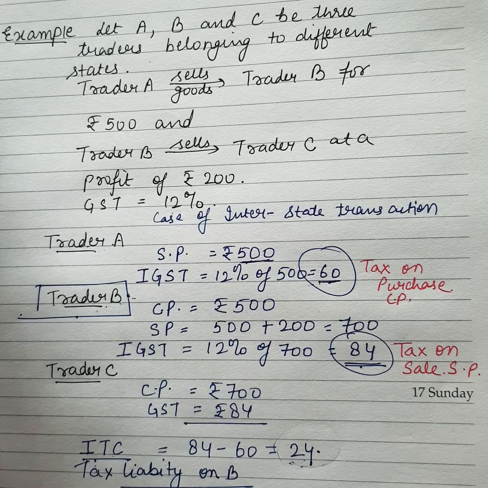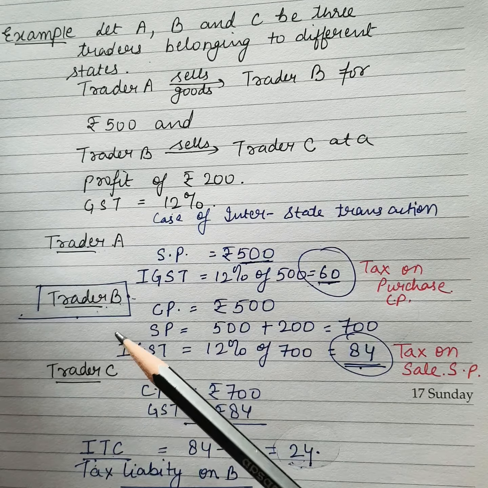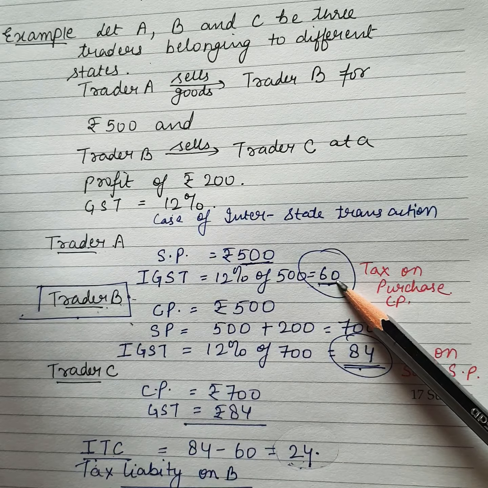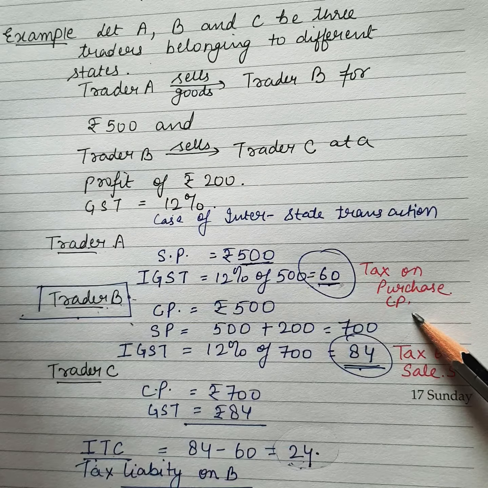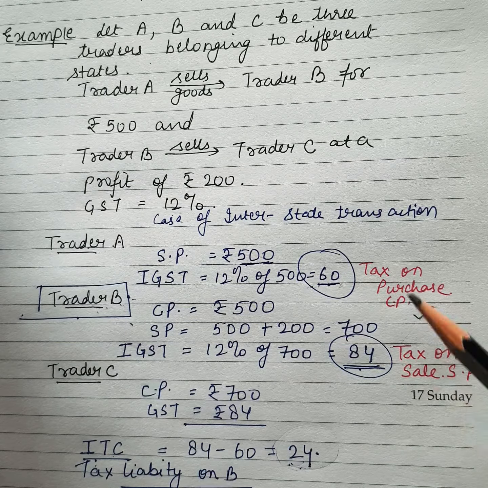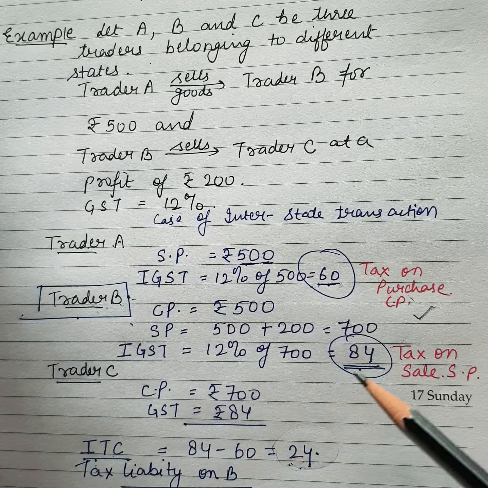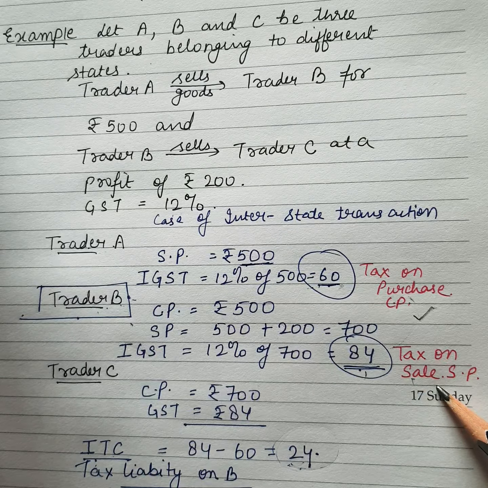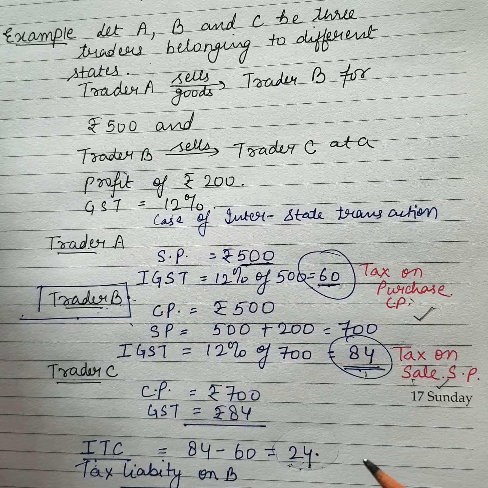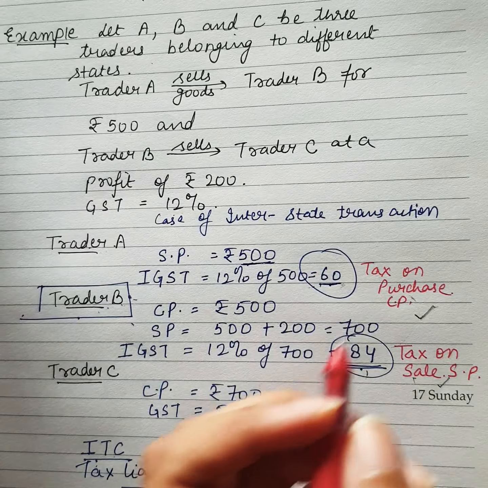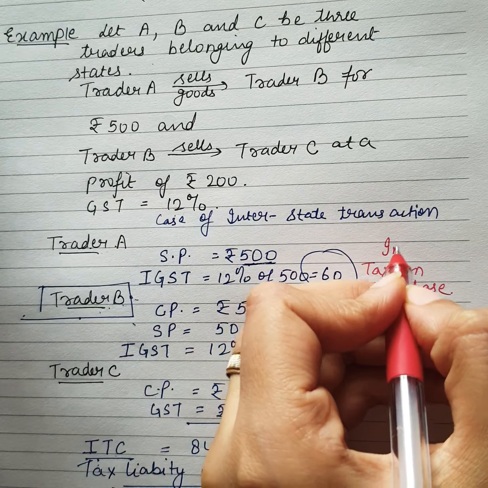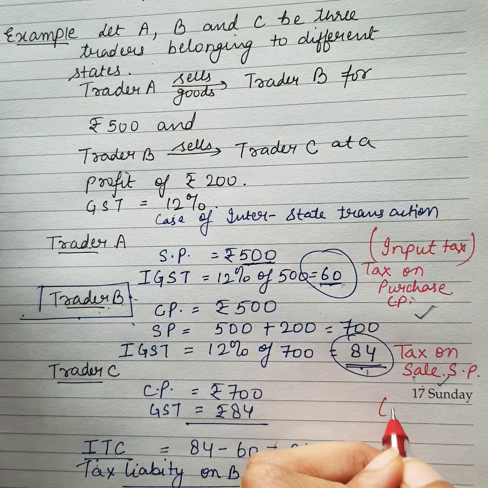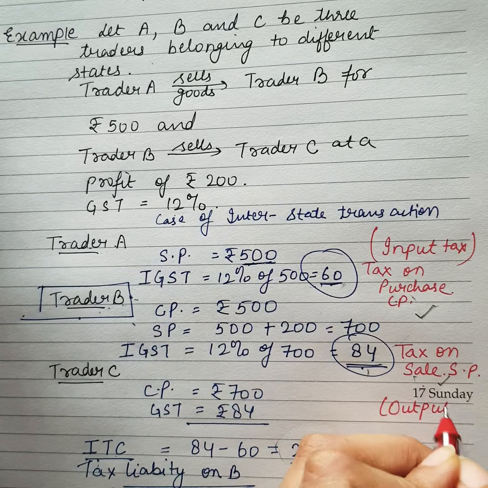So rupees 60 was the tax on purchase. Only for trader B we are talking about. While he was purchasing the goods, he paid 60 rupees tax. That means this is the tax on cost price, tax on purchase. Now while selling the same goods, he has charged the GST of 84 rupees. That was tax on sale, that is tax on selling price. Now the tax on purchase is known as input tax and the tax on sale is known as output tax.